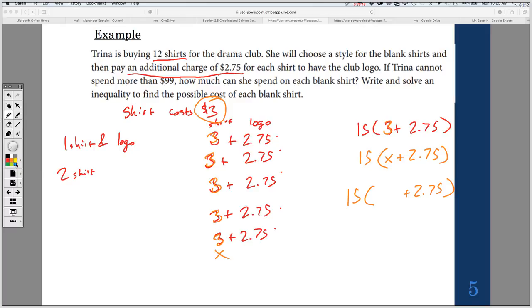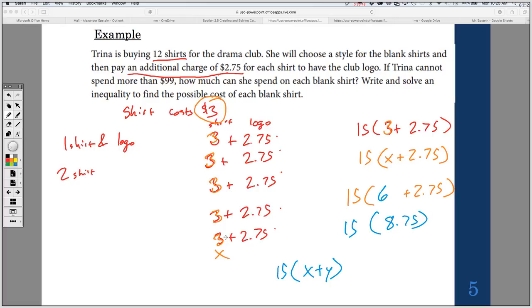Works for all situations this way, as long as that 2.75 doesn't change. If it did change, look what I could do. Now I just need to know what my logo cost is and my shirt cost. That's the point of algebra, is to be able to do a lot of things quicker. To be lazy. But in a good way. All right.